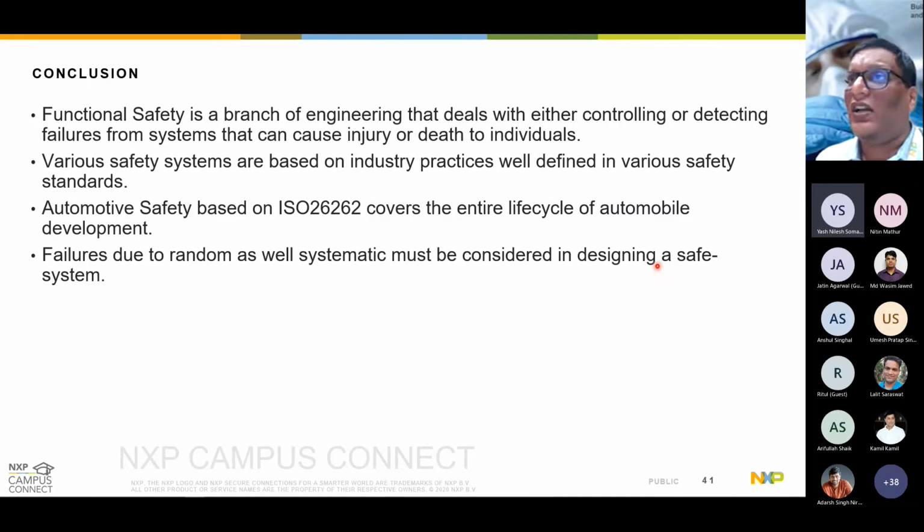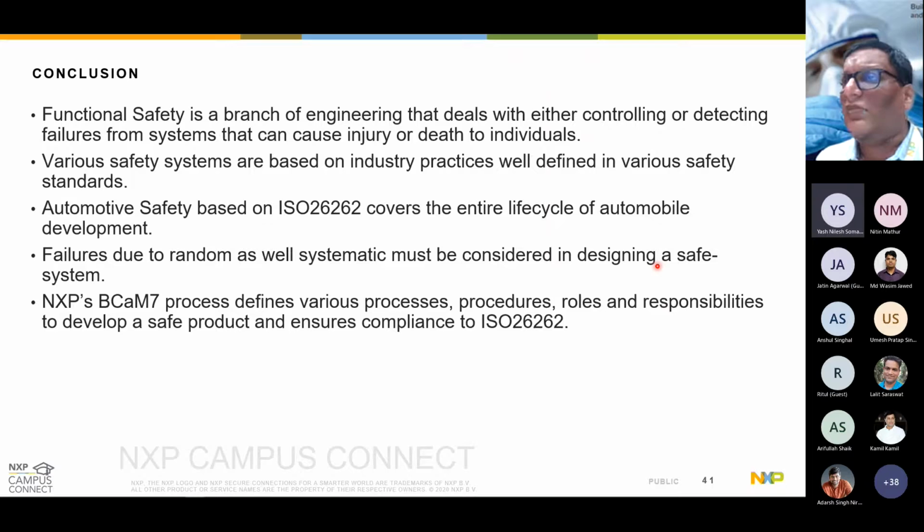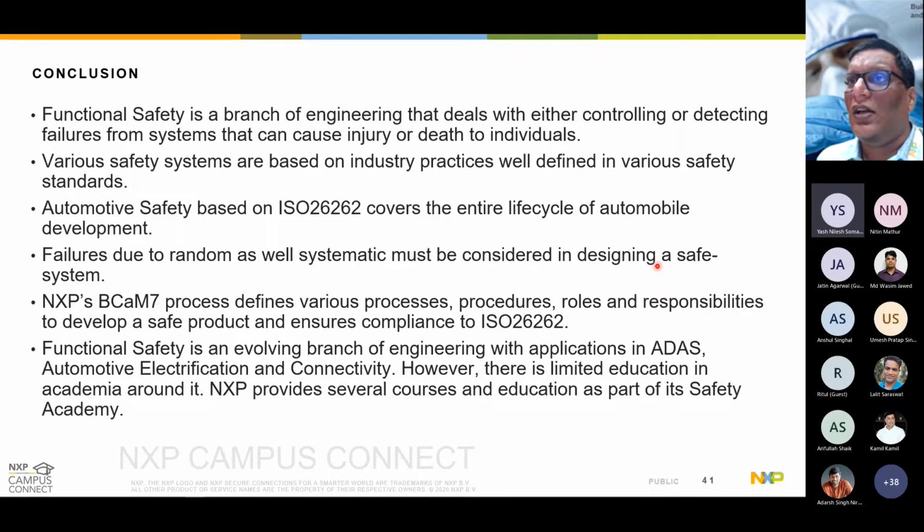We should cover both random and systematic failures. Systematic failures usually have a bigger impact, so of course we need to have a strong development process. The random failures are not in our control. We cannot control them, so we have to have safety mechanisms in place. Depending upon the requirements of the standard, we have to have a sufficient number of safety mechanisms on the chip. The NXP BCAM7 process defines the processes, procedures, roles, and responsibilities to avoid systematic failures.